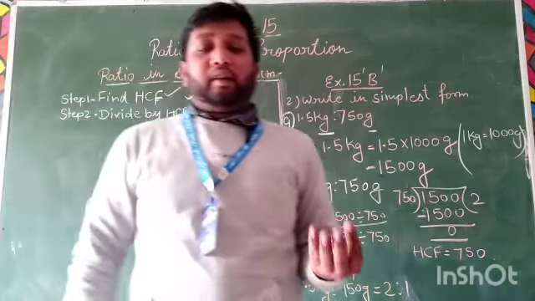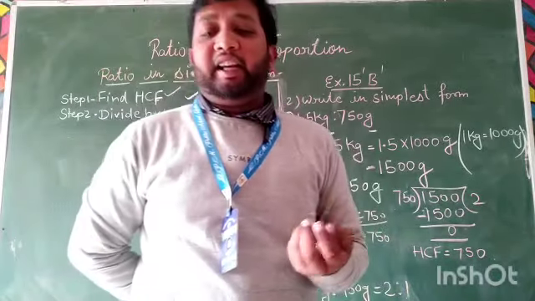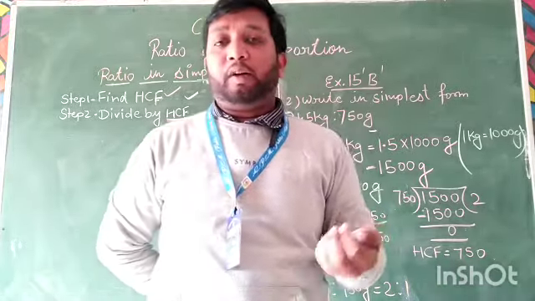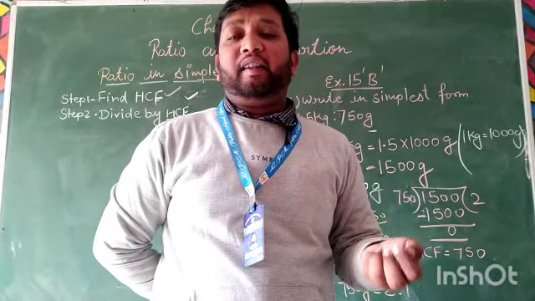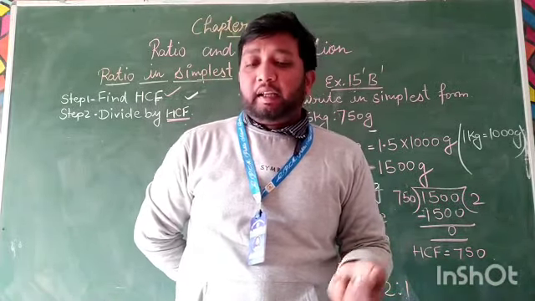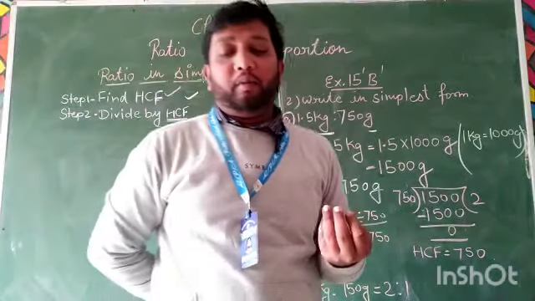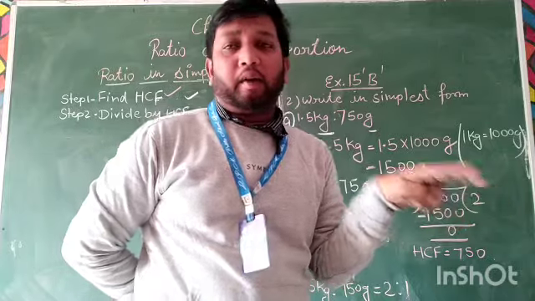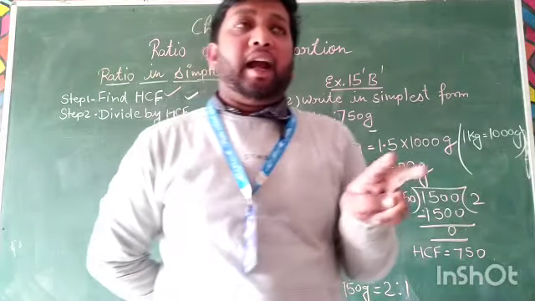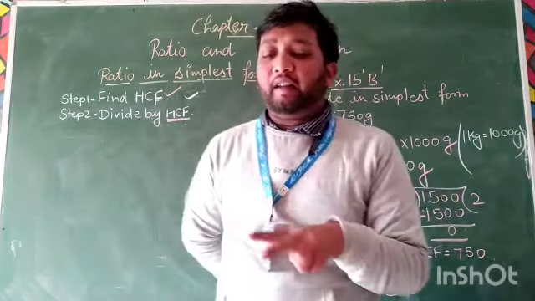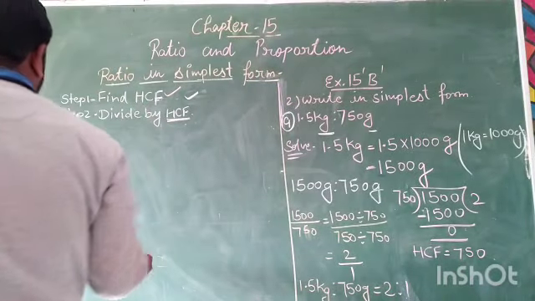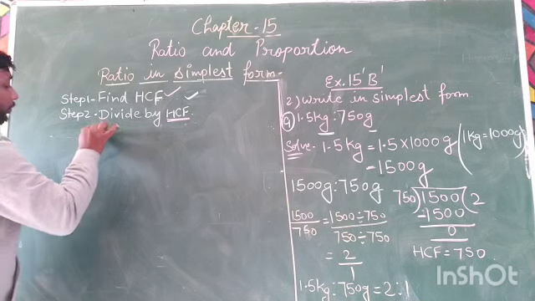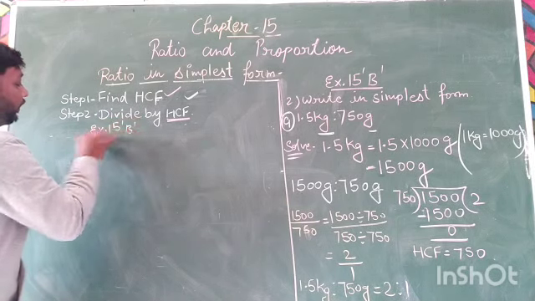Exercise 15B, question number 4. Express the ratio of 24 hours to 2 days in its simplest form. Here we have to compare 24 hours and 2 days, and we have to write this ratio in its simplest form. How do we write it? The question is Exercise 15B, question number 4.